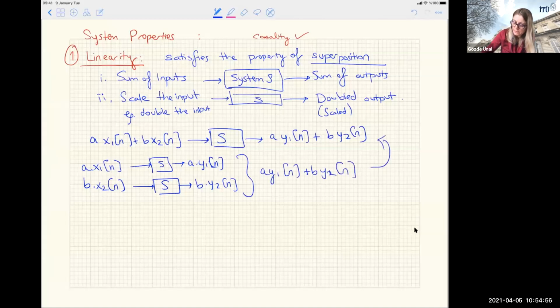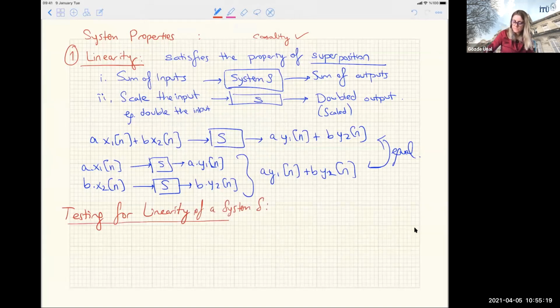They are equal, right? This is how we will be testing the linearity. So just to sum up, testing, we will do some examples. Testing for linearity of a system S. This is important here, we are testing for linearity of a system. Any questions, always ask, by the way, please.